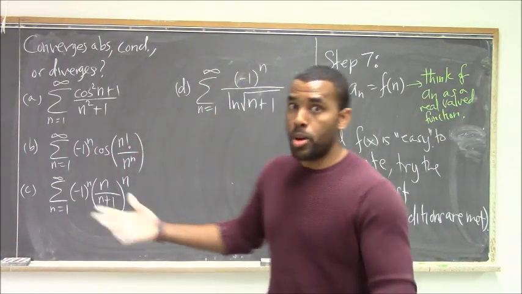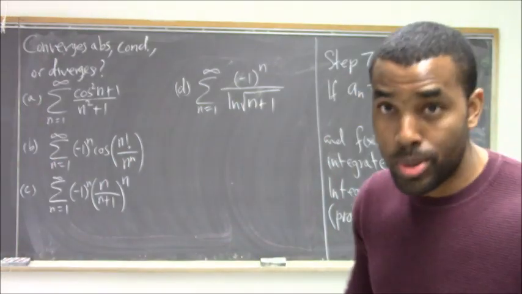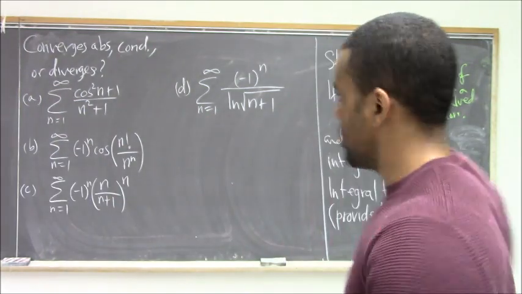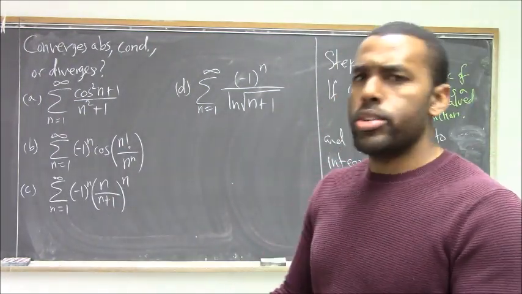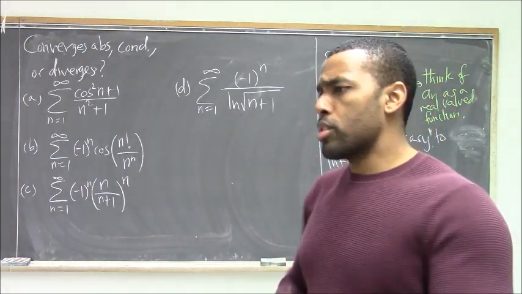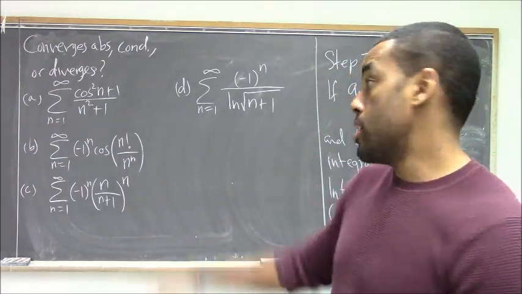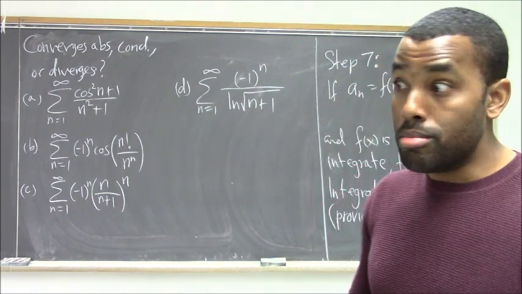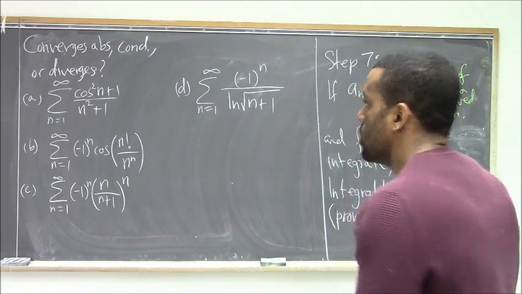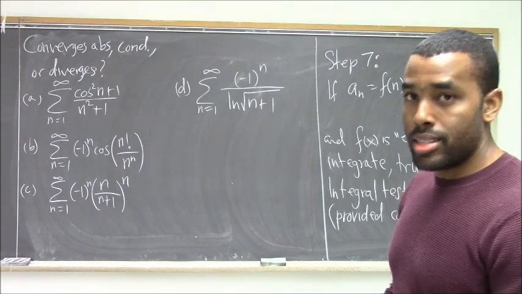so imagine this problem showed up on a test, right? Or a quiz, whenever I'd be able to give you one of those. So I said, determine whether the following series converge absolutely, or converge conditionally, or diverge, right? And then boom, boom, boom, A, B, C, D. I give you these 4. What do you do? Okay, so we're going to take these one at a time.